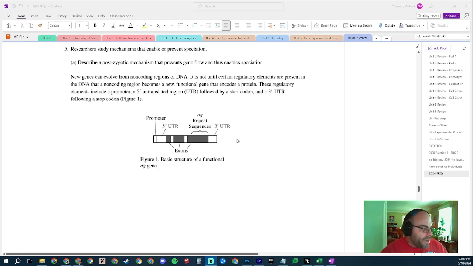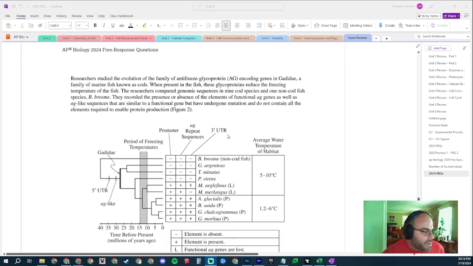Moving on. New genes can evolve from non-coding regions of DNA. It's not until certain regulatory elements are present in the DNA that a non-coding region becomes a new functional gene that encodes for a protein. These regulatory elements include a promoter, untranslated region or UTR followed by a start codon, and a 3' UTR followed by a stop codon. Lots of stuff. Researchers study the evolution of the family of antifreeze glycoprotein, AG for short, encoding genes in Gadidae, a family of marine fish known as cods. When present in these fish, these glycoproteins reduce the freezing temperature of the fish.